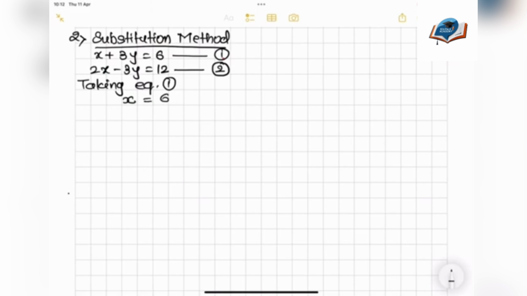Taking equation 1 and solving. See, here I can say x = 6 - 3y. Now this I am calling equation 3, and equation 3 I am putting in equation 2.